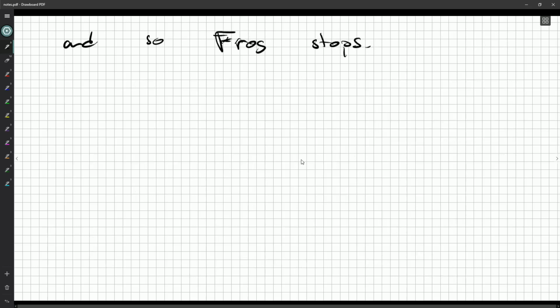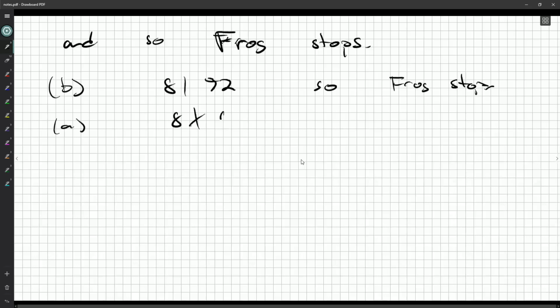My handwriting has just gotten worse and worse as the video goes on. So for B, 8 divides 72, so frog stops. And actually this also answers A. 8 doesn't divide 90, frog doesn't stop.